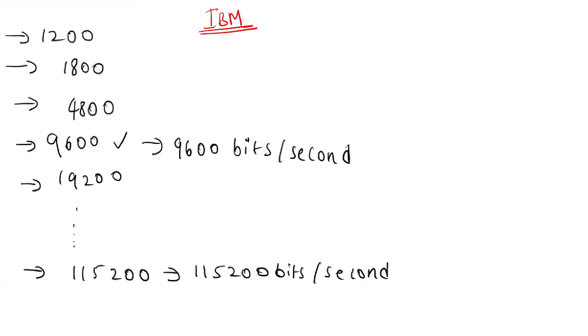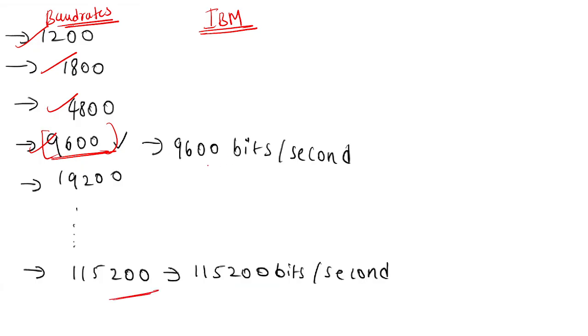And I told you, the IBM company gave particular standard baud rates. What are these baud rates? 1200, 1800, 4800, 9600. Actually, 9600 is the standard baud rate we are using. And then 19200 and 115200.